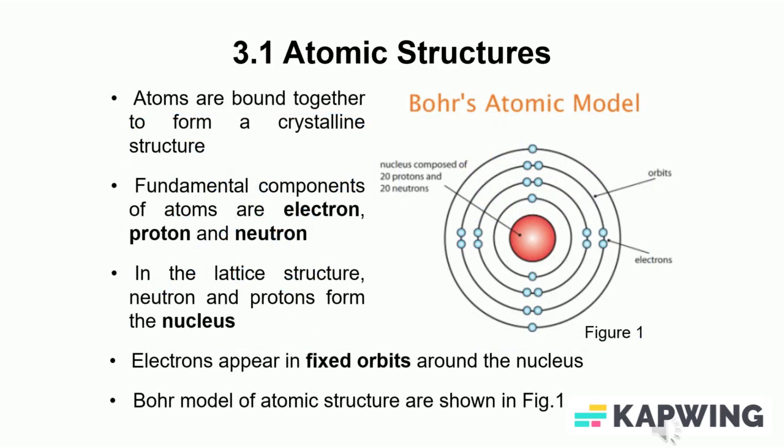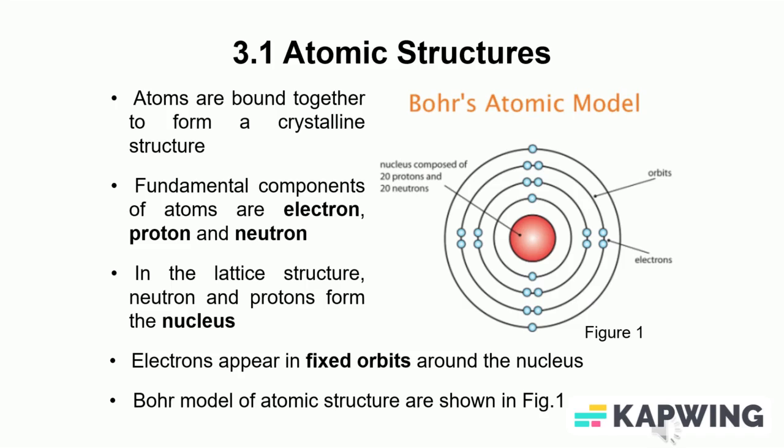Speaking of the atomic structure, here we should know how the atom itself is built. At the starting point of all things on earth, atoms are bound together to form a crystalline structure. If we look deeply into this tiny atom, fundamentally, the components of atoms are three elements: electron, proton, and neutron. In the lattice structure, neutrons and protons form the nucleus.